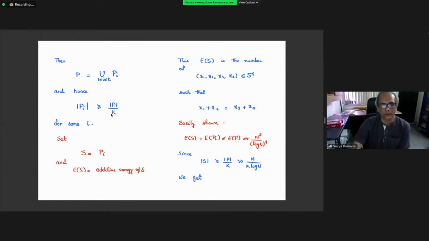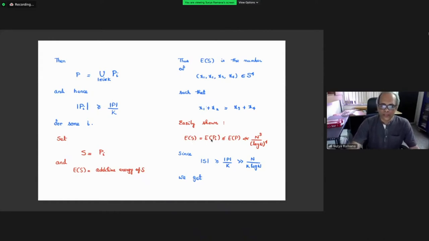So just choose one which has more than 1 by k of the primes in the interval, and let us call it S. And let us denote by E(S) the additive energy of S. Now, the additive energy of S is a fundamental notion in additive combinatorics. It's one of the most basic tools in additive problems. You use this additive energy to get lower bounds on representation of integers as sums of elements of particular sets. So E(S), the additive energy of a set S, is the number of solutions to this equation. It basically counts the repetitions in additive representation. So x1 plus x2 equals x3 plus x4 with all the x_i's belonging to S. The number of solutions to this equation is called the additive energy.